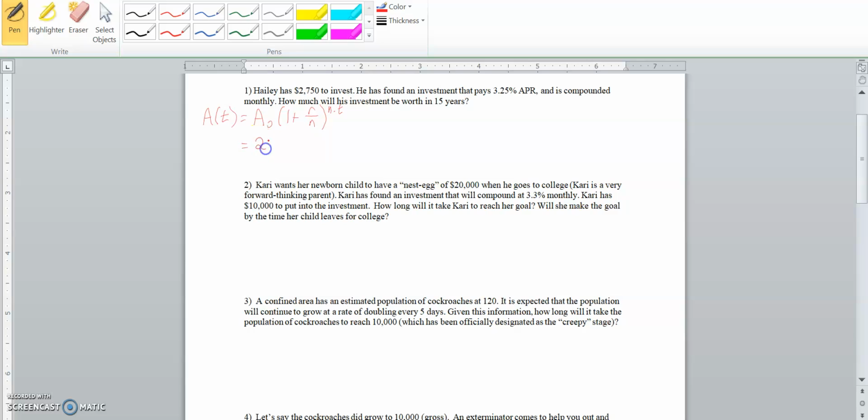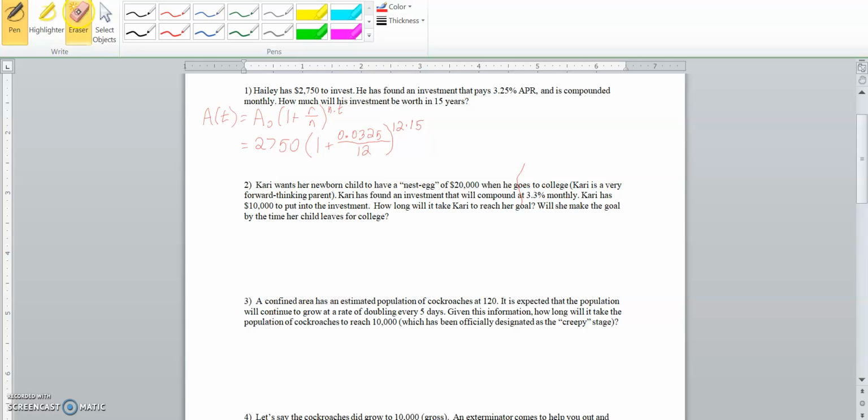We start with 2750. The rate, 3.25, has to be written as a decimal. Our n is how many times it is compounded per year. So monthly means we compound 12 times. n again up here, so that's 12, and t is 15 years.